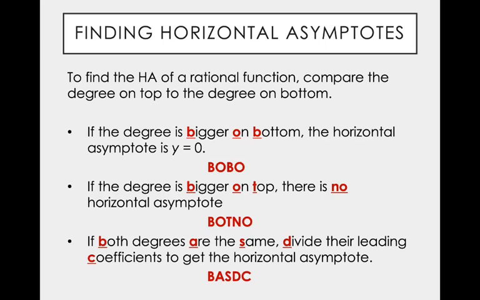This means if the degree is bigger on bottom, then the horizontal asymptote is y equals 0. So that's where the second O in BOBO comes from, y equals 0. If the degree is bigger on top, so the BOT stands for bigger on top, then NO means no horizontal asymptote. And the last one is BASDC. Both are the same is the BAS, and then DC is for divide coefficients.